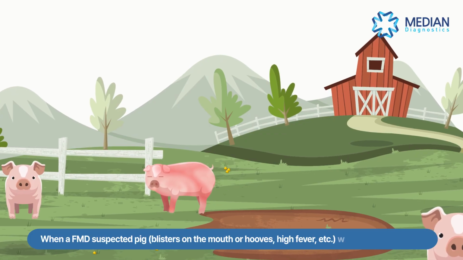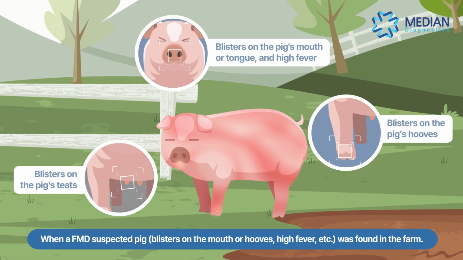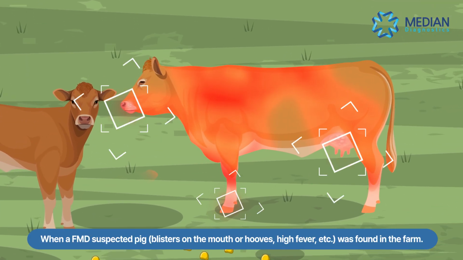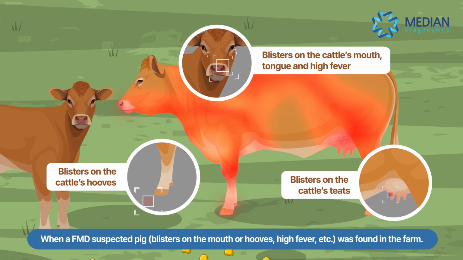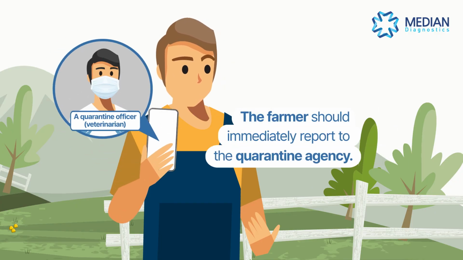Foot and mouth disease is a high-consequence livestock disease that affects cattle, pigs, and other cloven-hoofed animals. It often causes blisters on the mouth, teats, or hooves, and high fever. In such cases, the farmer must immediately report the situation to the local quarantine agency.